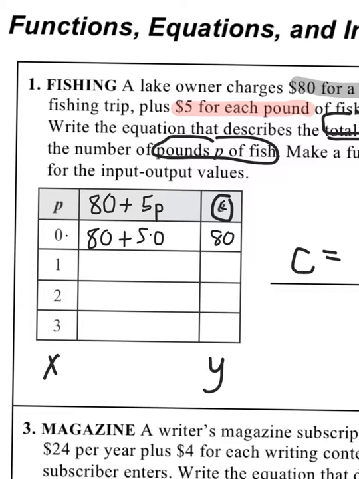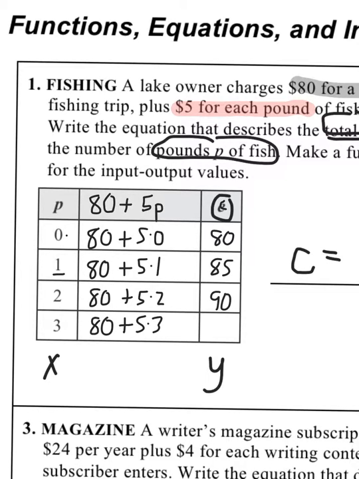So remember, this is C, the total cost. Now, if you catch 1 pound of fish, you still have to pay that $80 because that's for the day, plus 5 times 1. 5 times 1 is 5, so you'll be doing 80 plus 5, which is $85. So 1 pound of fish, you pay the $80 plus $5 for catching that pound of fish. For 2 pounds, you would have the $80 plus $5 per pound times 2 pounds, which would be 90. And then for 3 pounds, you would have your $80 plus 5 times 3. 5 times 3 is 15, so add that to 80, you'll get $95.